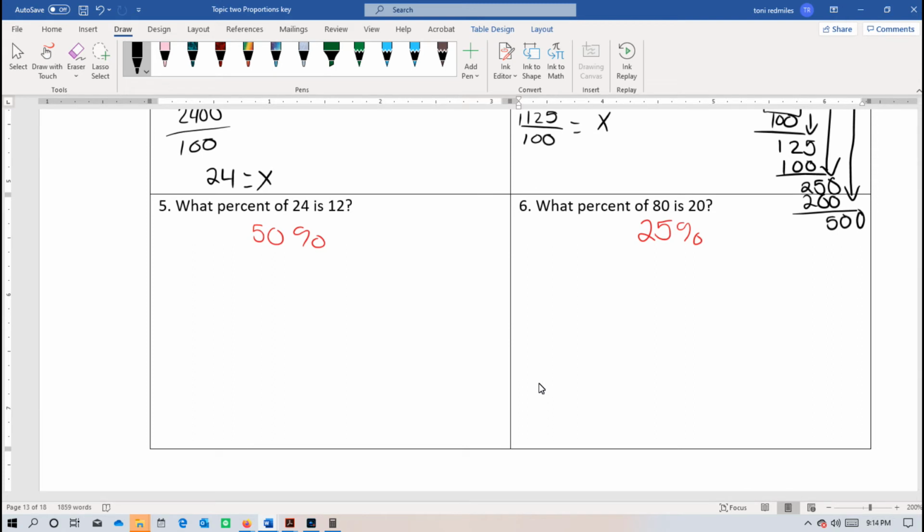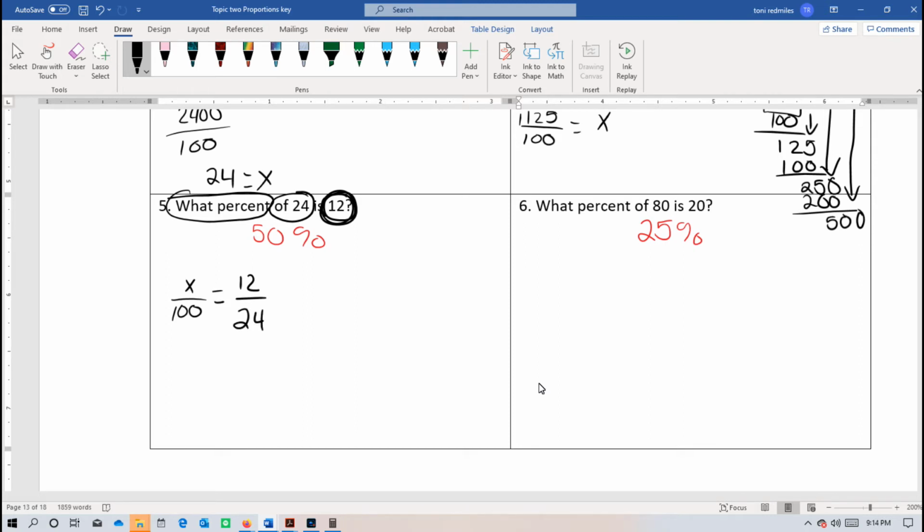Okay, what percent of 24 is 12? Okay, so now I've changed. Now I've gone from looking for the part to looking for the percent. Well, I still know what the percent ratio is. It's going to be x over 100, and I'm missing the part. What percent? That is the part, okay? Of 24 is 12. So of the whole total amount of 24, the answer, this percentage, is going to be 12. So the part is 12 and the whole amount is 24.